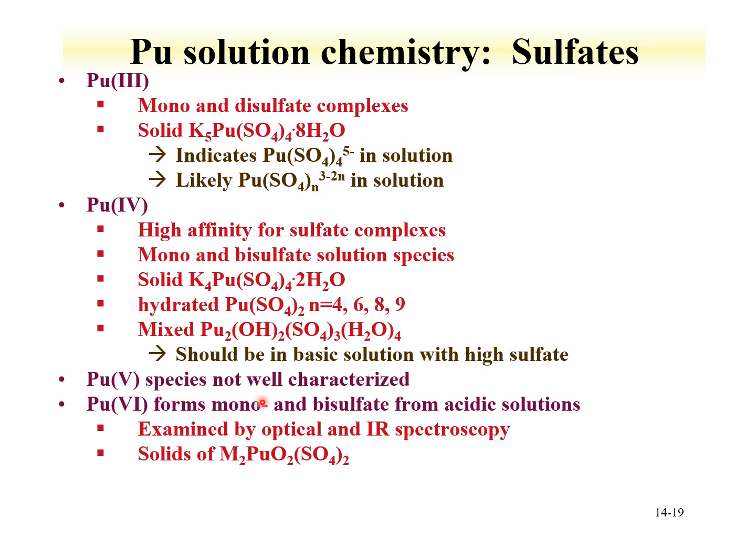The plutonium-5 species is not well characterized, and like the plutonium-4, the 6 forms the mono and bisulfate from acidic solutions. And this compound has been examined by both optical and IR spectroscopy with solid plutonium species produced.